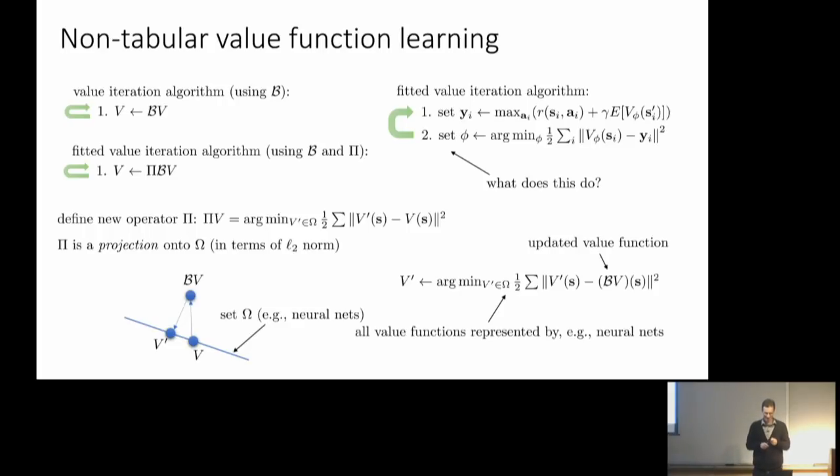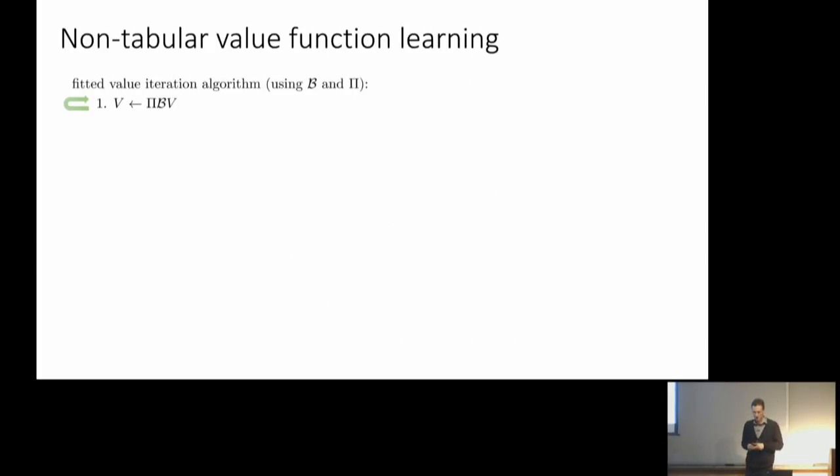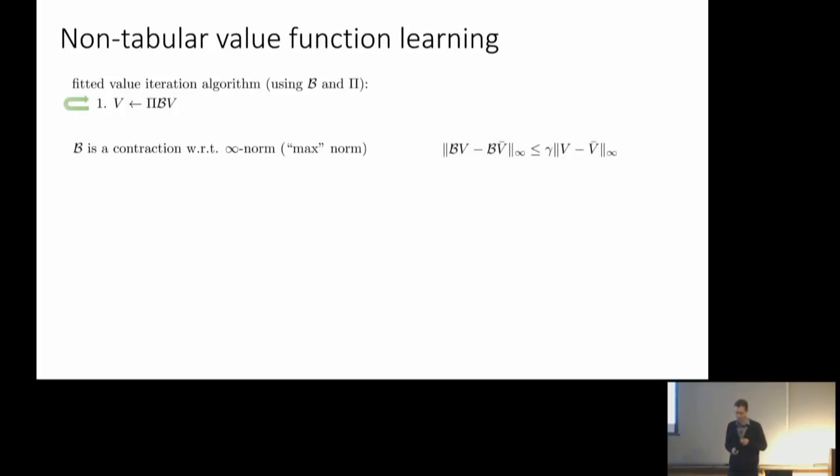If only it were that simple. OK, so now let's try to see what this algorithm is doing. Like, b is a contraction with respect to the infinity norm. That's pretty good. That means that we're getting closer to v star in terms of the infinity norm. So in particular, that means that ||bv - bv bar|| under the infinity norm is less than or equal to gamma times ||v - v bar|| under the infinity norm.